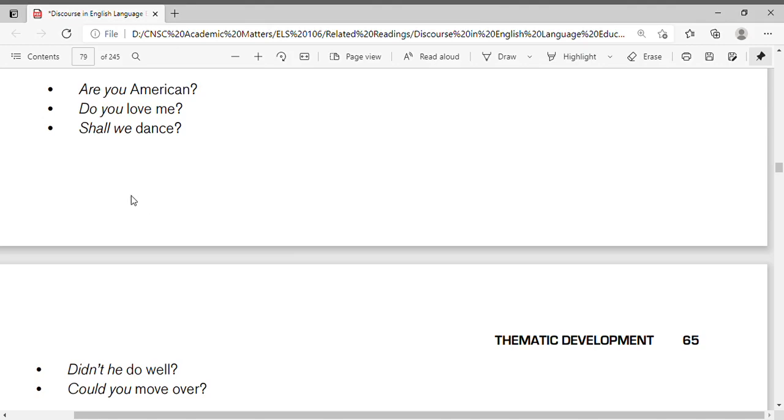So for the first question, are you American? Are you is the theme. The same with the second question, third, fourth, and fifth. I repeat, the structure of themes in yes-no questions includes the auxiliary verb and the subject.